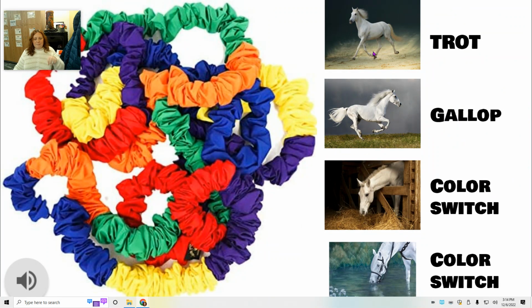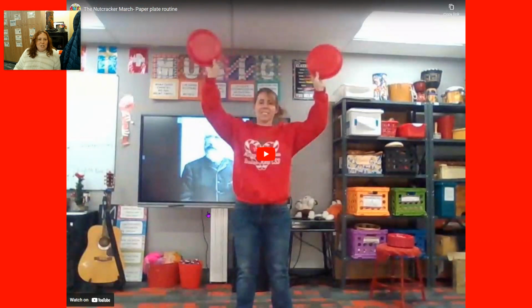We have dots with sit spots around our room. They trot around the room for trotting. Then they switch to a gallop, and then on eating and drinking, we call out colors. And if they're holding that color, they run across the circle and have to switch places, which is really, really fun. Then we do a plate routine, which I just found on YouTube.